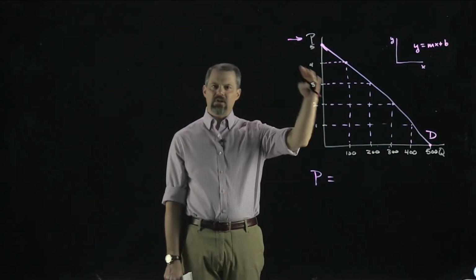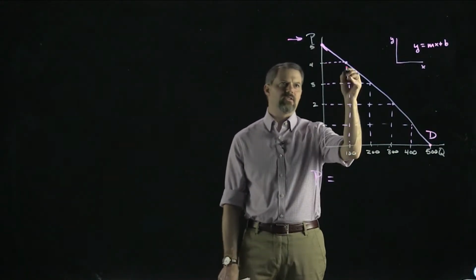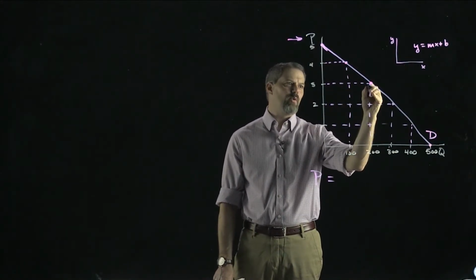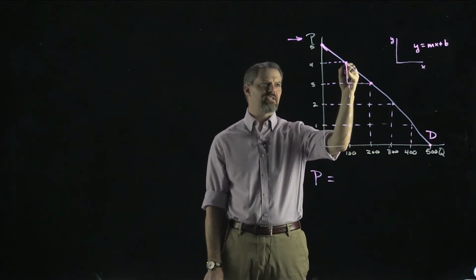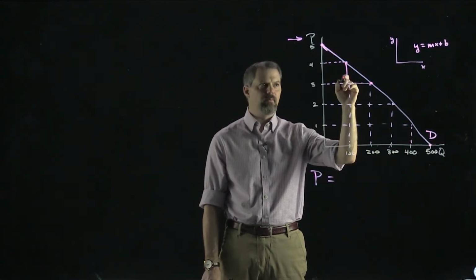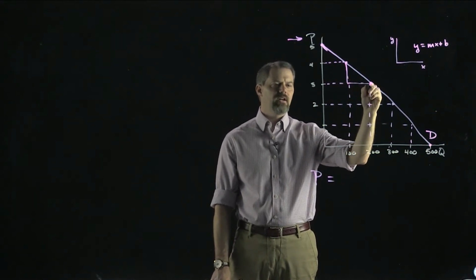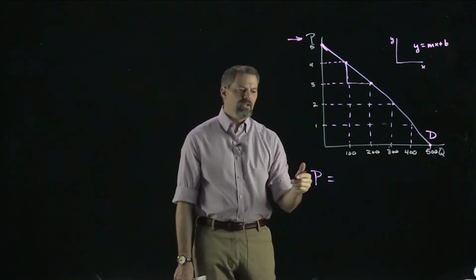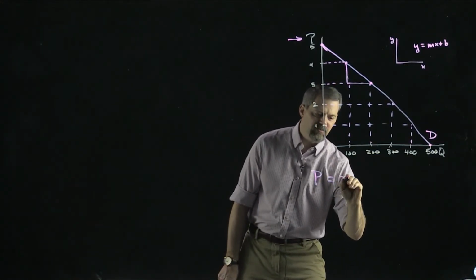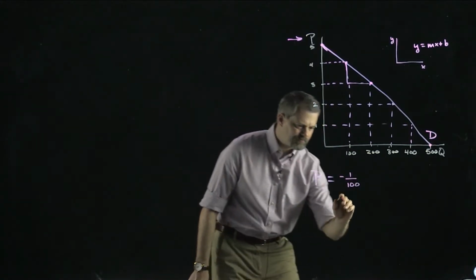So let's do that with this picture. We can easily pull off the slope. We can look at this point and that point, and look at the rise and the run. This has a negative slope, obviously. If we go down 1 over 100, our rise is 1, our run is 100. So our slope is negative 1 over 100. That's m.